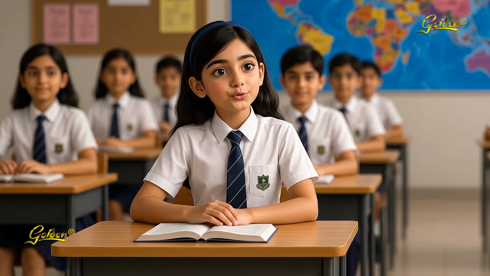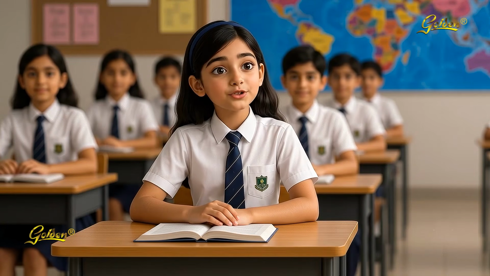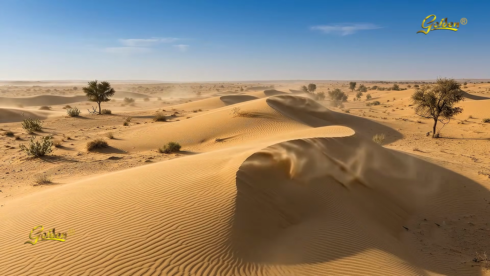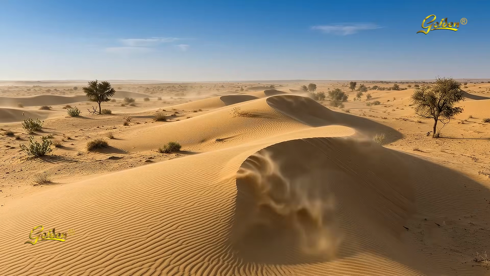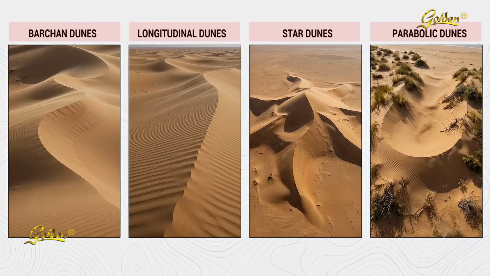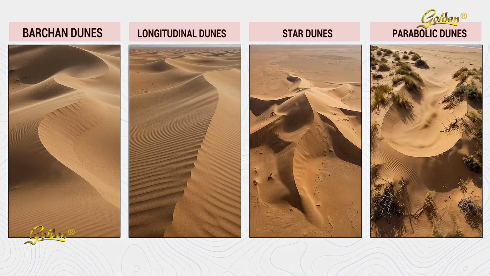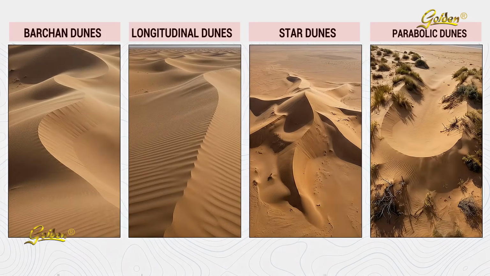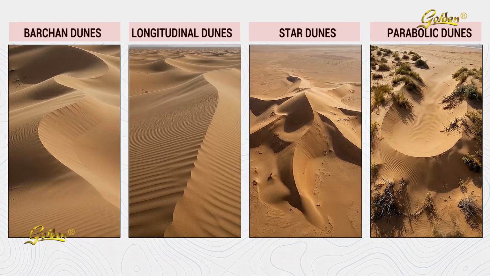Ma'am, what are dunes? And how many types of dunes are there? Dunes are hills formed with sand particles in desert regions like the Thar Desert in Rajasthan. There are 4 types of dunes: Barchan dunes, longitudinal dunes, star dunes, and parabolic dunes.